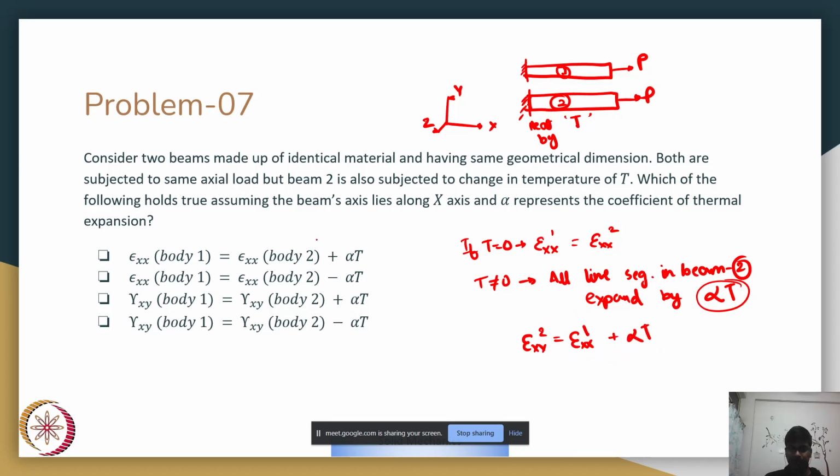So which is the answer? It's the second one. It's the other way around. Epsilon xx1 is equal to epsilon xx2 minus alpha T. This body 2 is under heat, right? So option B. Okay.